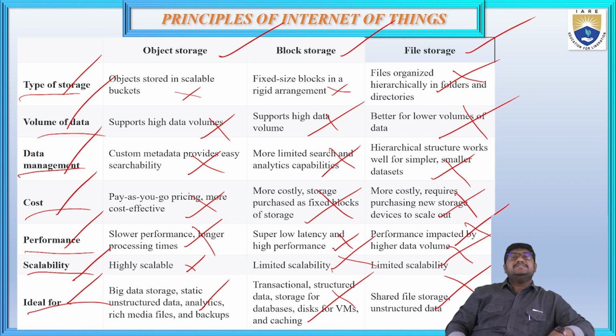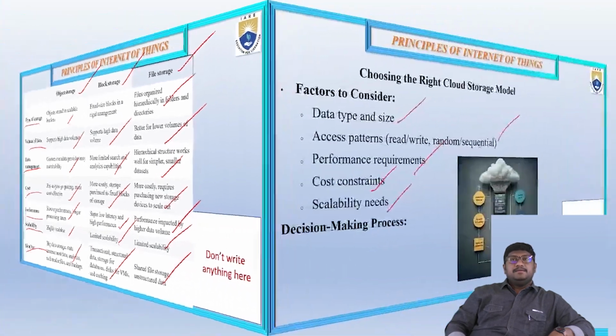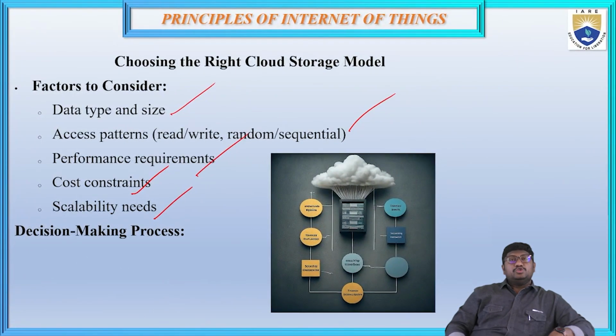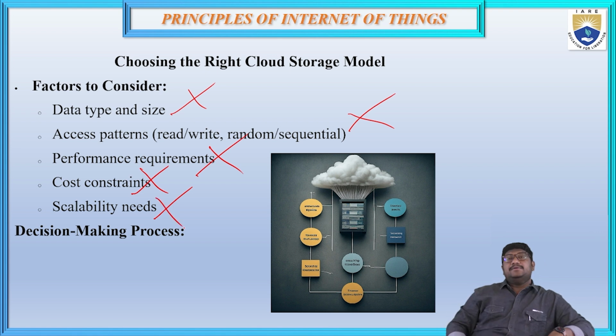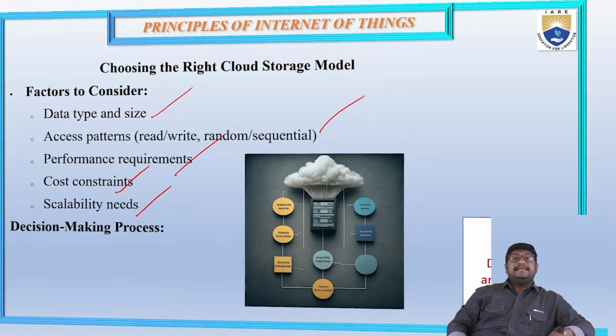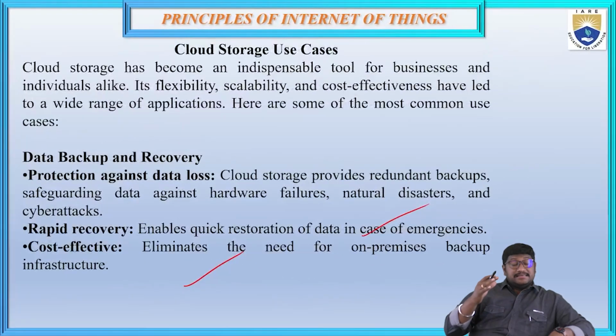And this differentiation will be very useful. Please make a note of this particular chart. And how to choose a specific model? I already told you we need to identify the exact data type, the exact access pattern, the performance requirements, cost constraints, and scalability needs. With this, you can easily identify how to choose the correct cloud storage model. By taking these factors into consideration, you can make a wise decision.